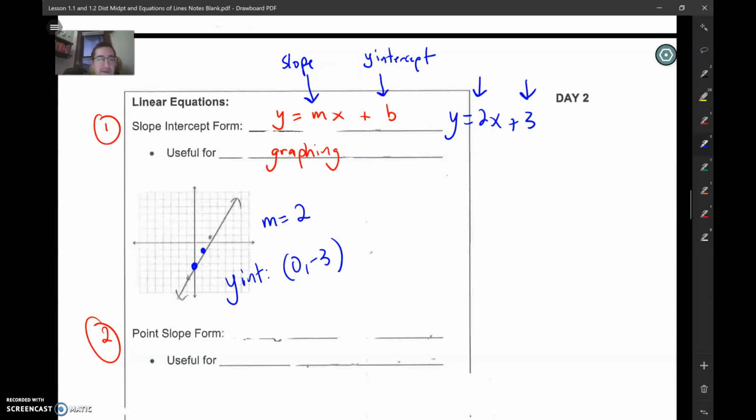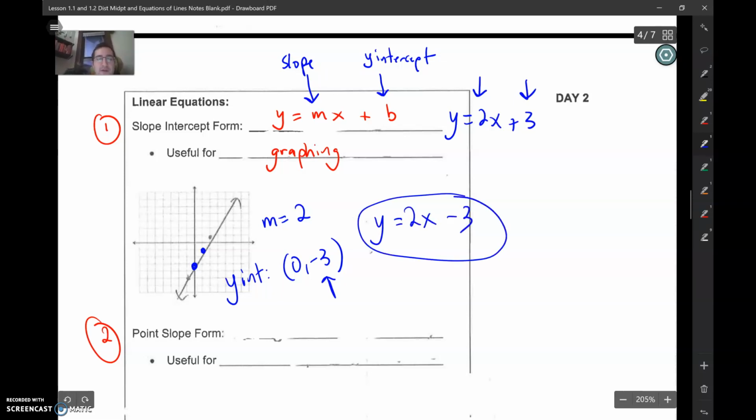So then if we know this, we got the slope, we got the y-intercept, which is right there, the negative 3, and we can create this equation. y = 2x - 3. Look at that, I almost predicted the future. I just made that up off the top of my head. I almost did the same one.